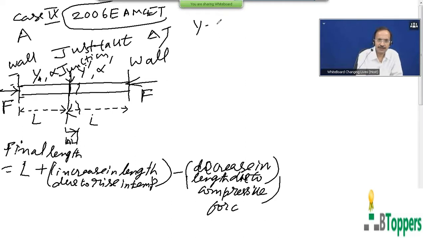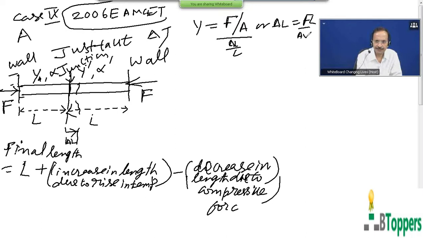Now, Young's modulus of the material, as explained earlier in the previous case, can be written as F by A divided by delta L by L, or delta L can be written as FL by AY. That means the change in the length of the rod due to the compressive force can be written as FL by AY.